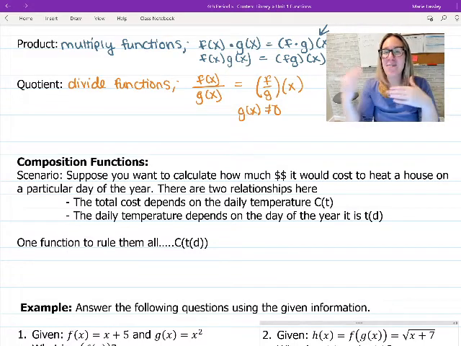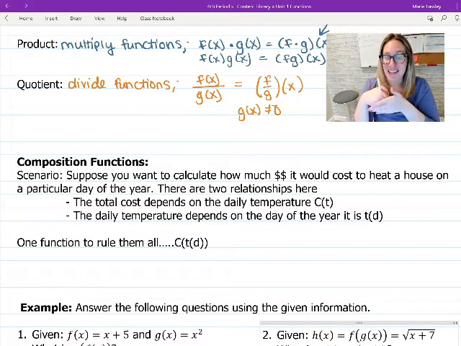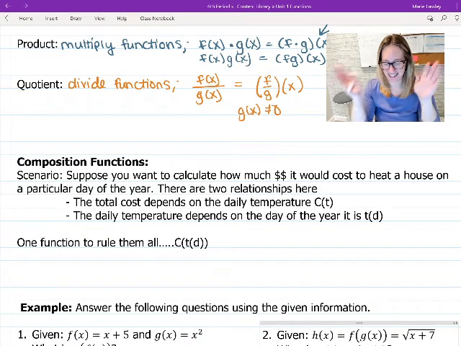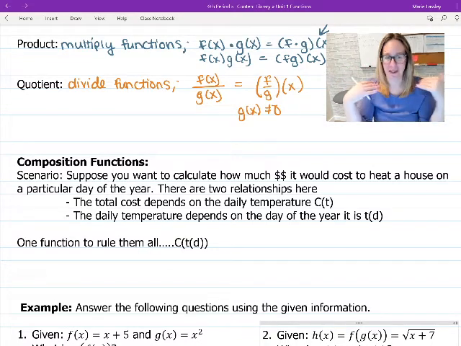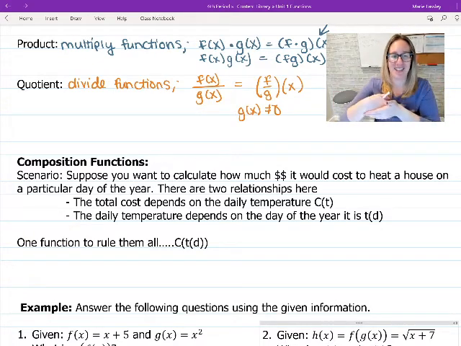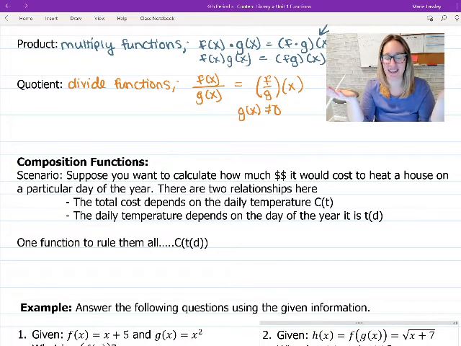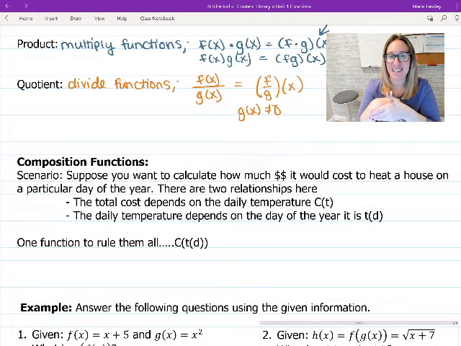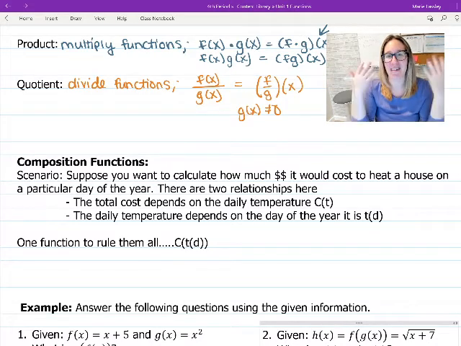Anyways, we put the function C of T, which is your cost depending on daily temperature, and then inside, hang on, I'm tripping over my own words. Okay, one more try. You put the function that deals with the temperature depending on the time of year inside the function that is your cost depending on your daily temperature. So you're combining them. You're putting one function inside of another function. This is an example of a composition.